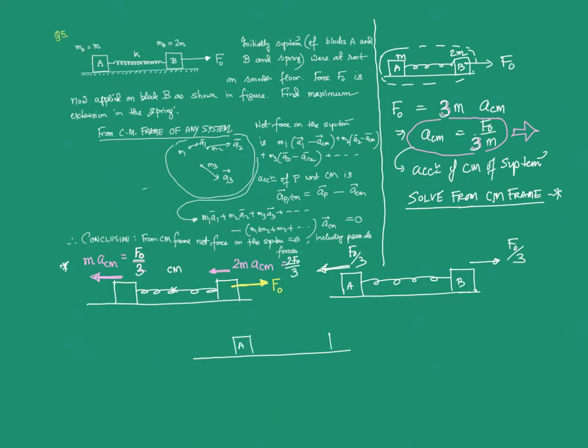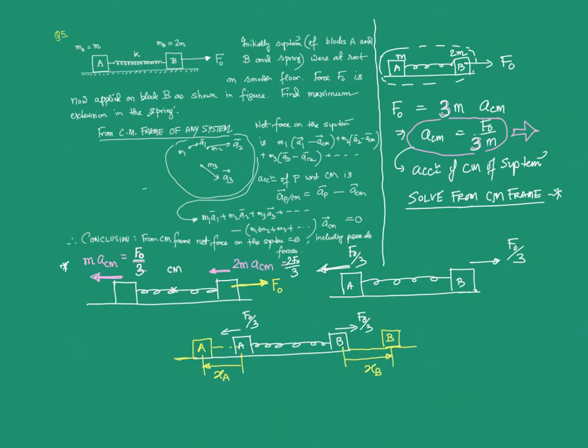So see, this is the system. Again I am drawing the diagram, F naught by 3, F naught by 3. Now for maximum extension, block A goes this distance, and block B goes this much distance, right? So suppose block A goes a distance XA and block B goes a distance XB, all from the center of mass frame. Remember that it is all happening from the center of mass frame.